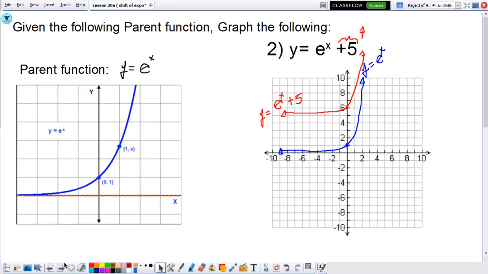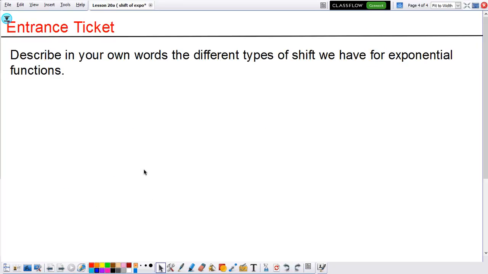Now, here's your entrance ticket: in your own words, describe the different types of shifts we have for exponential functions.